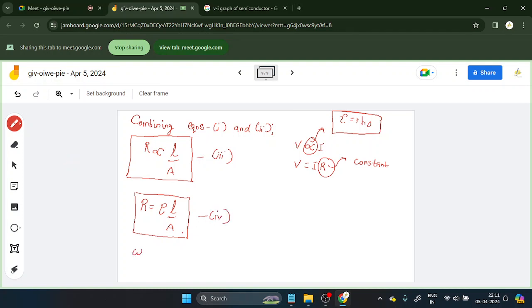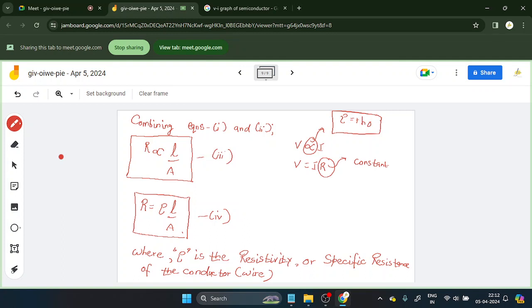And what is this rho? Rho is also called the resistivity, and the second name is specific resistance of the conductor. Or you can also say wire, because we are considering wire as the conductor.